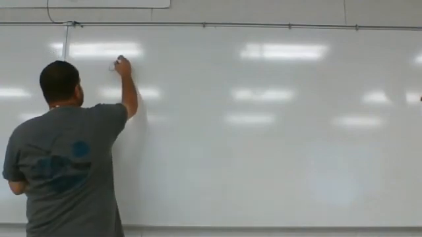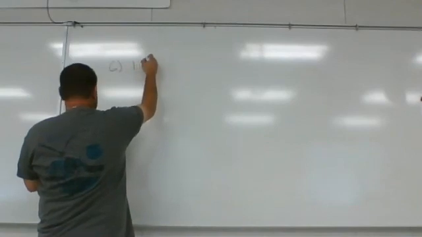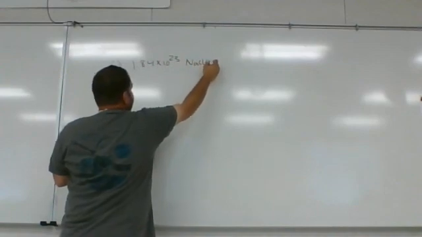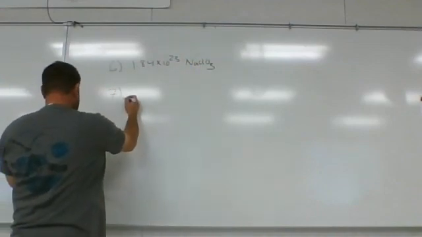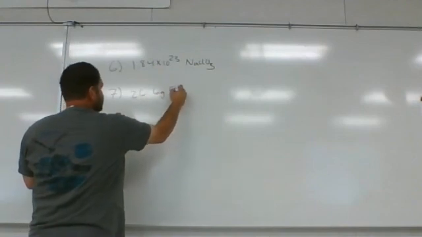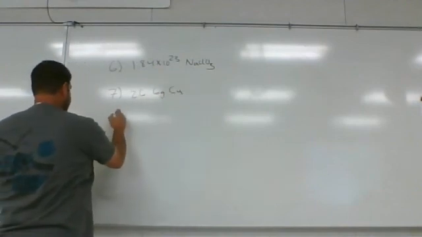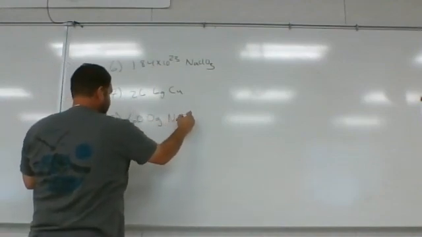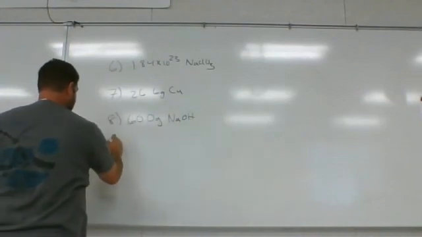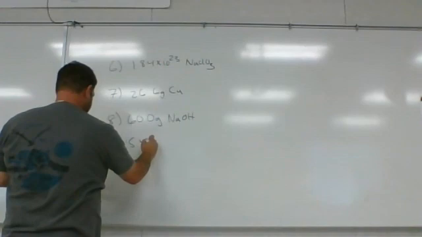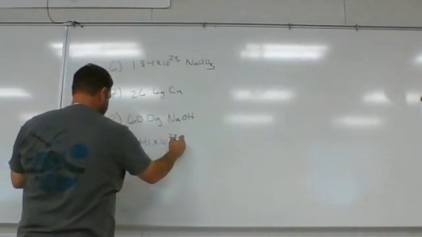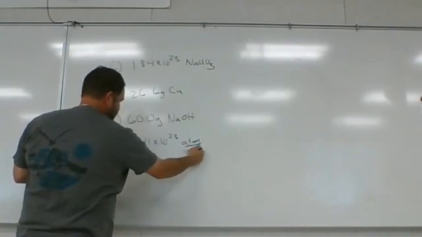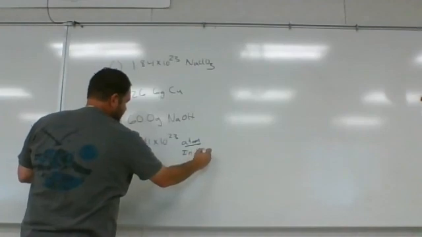So for number 6, the final answer would be 1.84 times 10 to the 23rd NaClO3. Number 7 is 26.6 grams copper. Number 8 is 60.0 NaOH. Number 9 is 5.41 times 10 to the 23rd atoms in H2O. Okay.